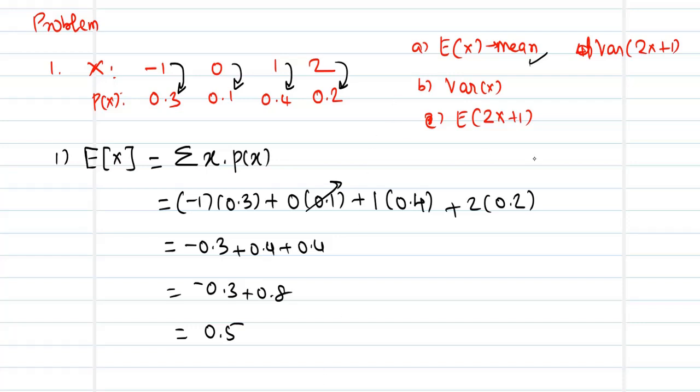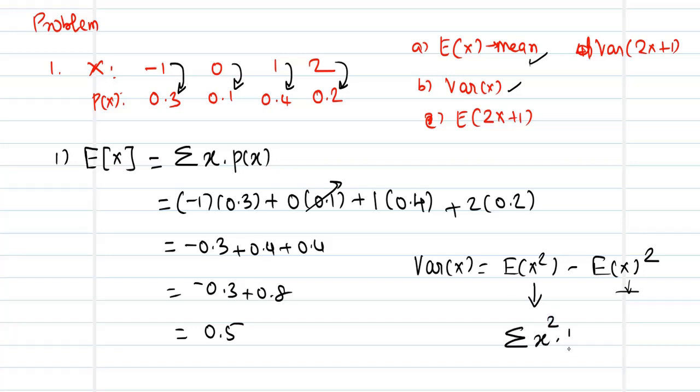Let us move on to estimate the second quantity, variance of x. How to get variance of x? Variance of x is given by the formula E of x square minus E of x the whole square. Now this E of x has already been arrived at, so what we require is E of x square. Now how to get this E of x square? E of x square is given by the formula summation x square into probability of x. So now let us apply this to the given quantity. So we move on to the next slide.